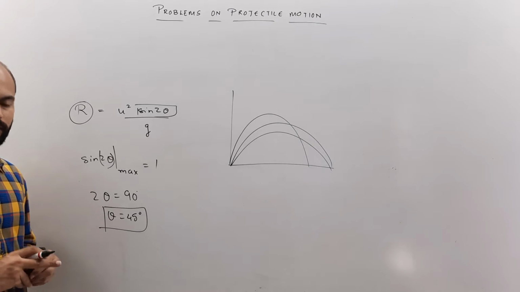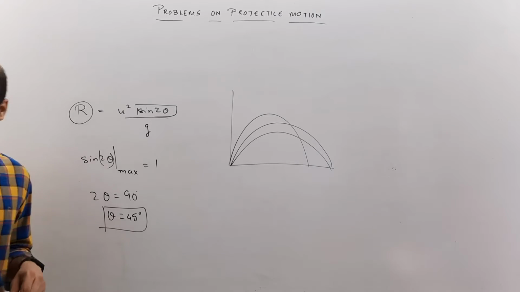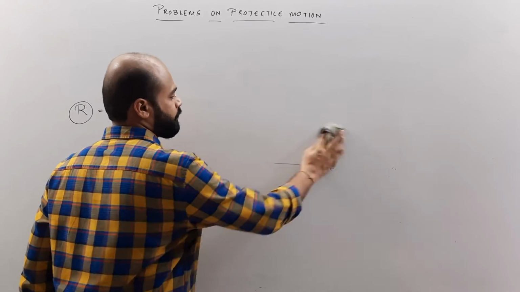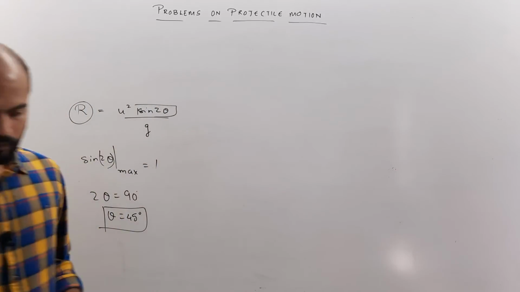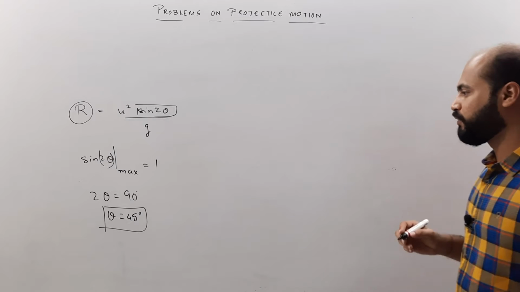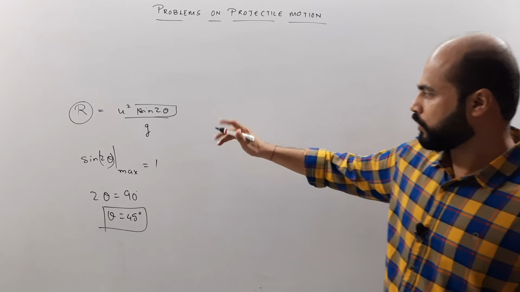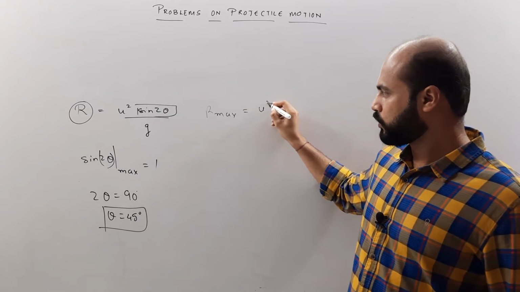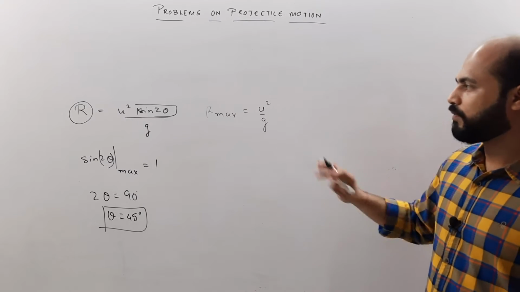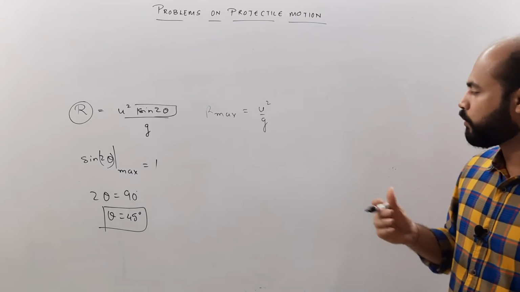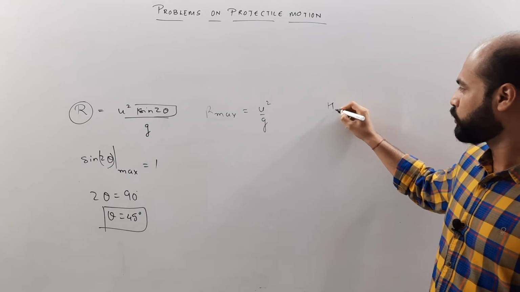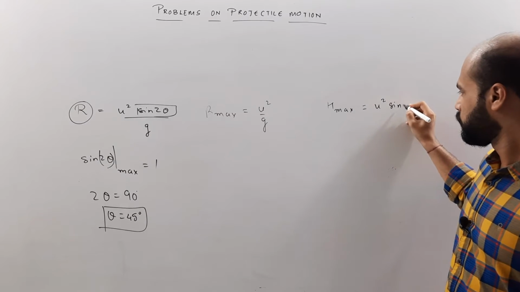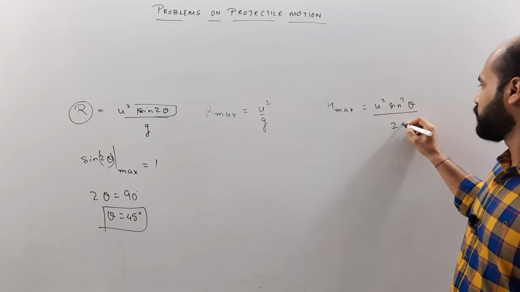Now at this point, what will be the maximum height? Let us see. Now h max, if we find, so if we actually put this value, the maximum value of range comes out as u square by g. Similarly, we will apply this same concept for the maximum height. So for maximum height h max, we have u square sine square theta by 2g. This is what we have.